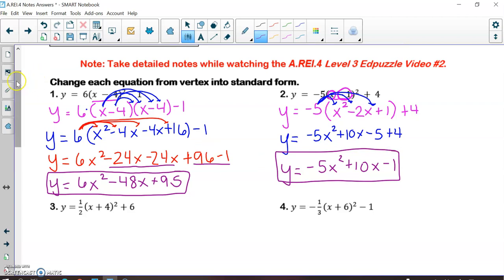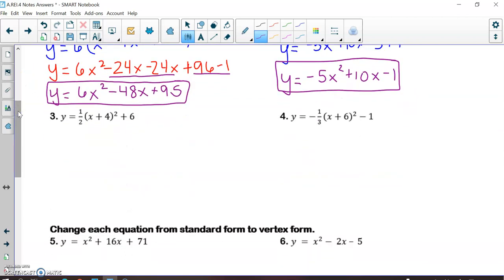All right, looking at number 3. Same type of deal here. I'm going to show you the shortcut. So I have y is equal to 1/2, and then parentheses using my shortcut. I square my first term.